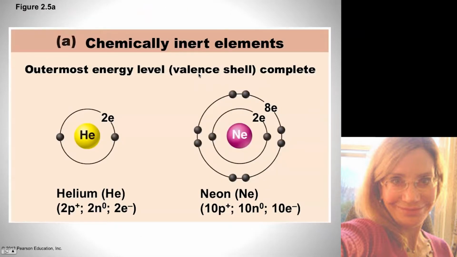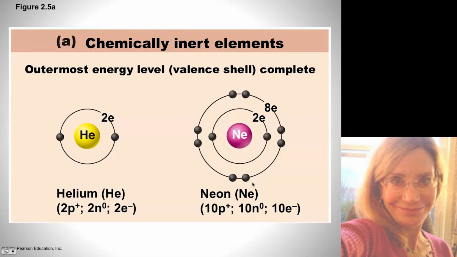And here are some examples of chemically inert elements. Remember, the outermost energy level, or the valence shell, will be complete. And so they're very happy. This is helium. And remember, the atomic number for helium is 2. There are 2 protons in here, and each of these helium atoms has a couple of neutrons. But what we're really concerned with is how many electrons and where they are. You can see there are 2 electrons, and they both reside, of course, on this innermost shell.